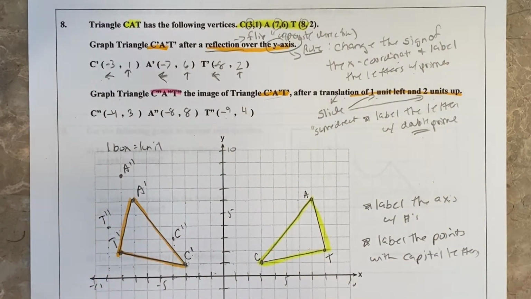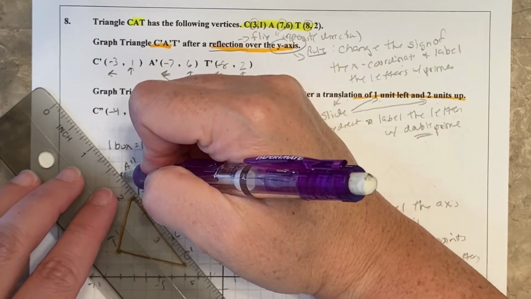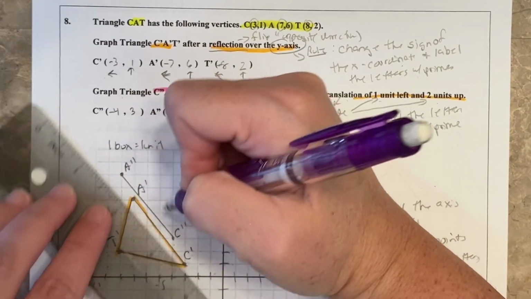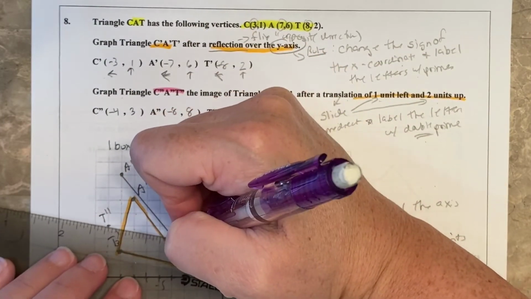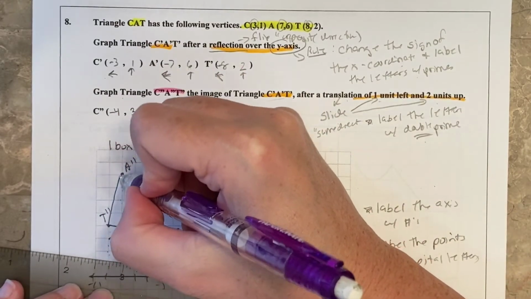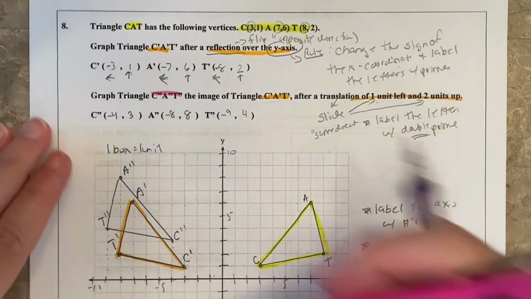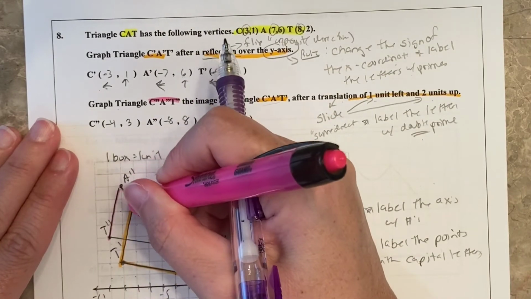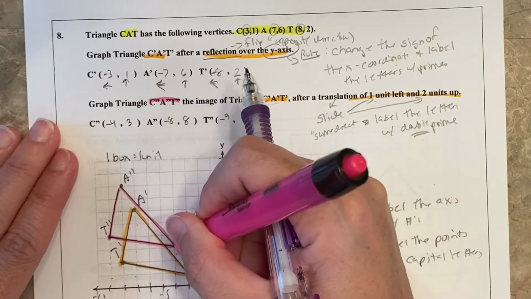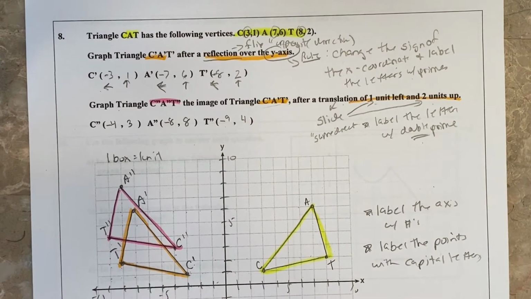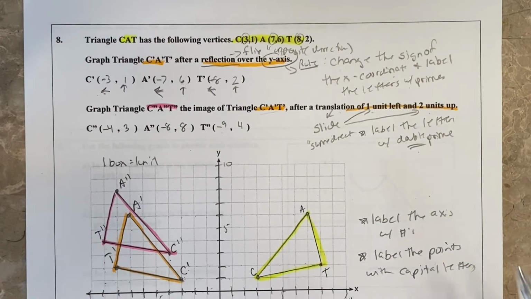So let's use that straight edge, and let's connect these dots to create our triangle. And this was our double primes. And there you go. So that's basically it for this one, okay?